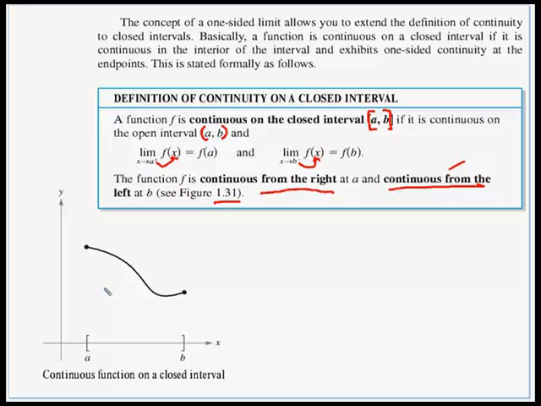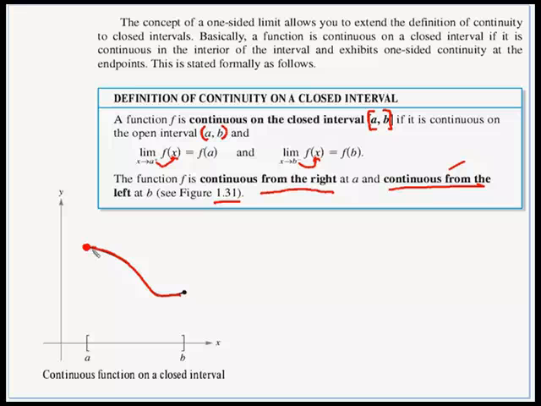And that's reinforced down here in the figure. The first part says it has to be continuous across the open interval. So here's our closed interval, the brackets on the x-axis from a to b. And if we look at the interior of the function, there's no gaps, there's no jumps, there's no breaks. So it's nice and continuous on the inside. And then our endpoints are closed off.